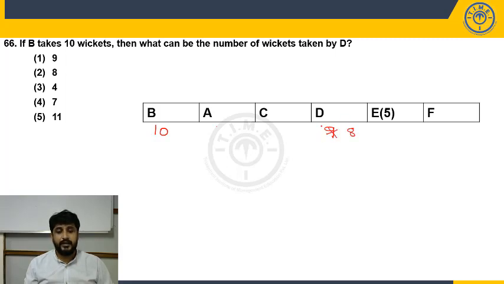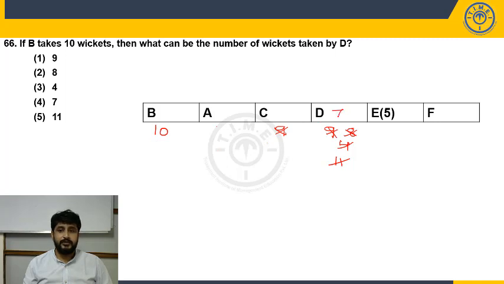8. If it is 8, I can fill only 9. What about A? Not possible. So D cannot be 8 either. 4? No, because D must take more than 5, so 4 is not possible. 11? Even 11 is not possible because B itself is the highest and it is 10. So 11 is not possible.